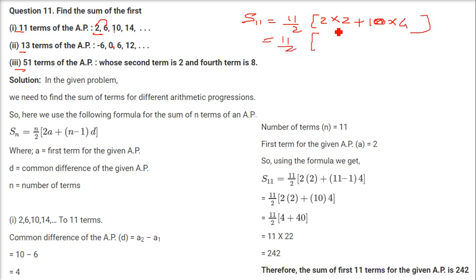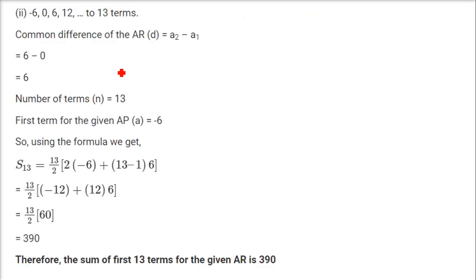So this becomes 11 by 2, 2 plus 2 is 4, and 10 into 4 is 40. So you get 44 here. 11 by 2 into 44. This is 22. 22 into 11 is 240. So the 13th term also you can find out, right?